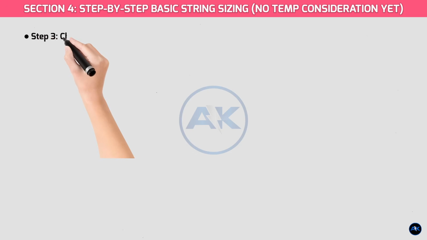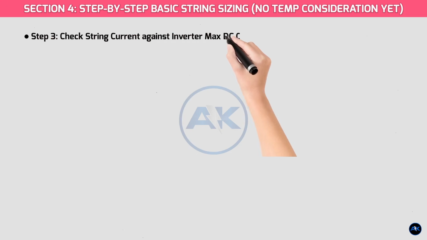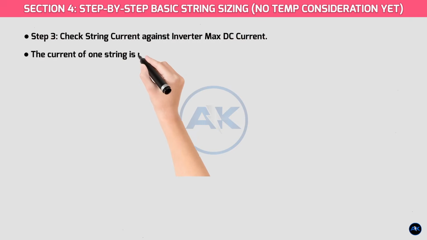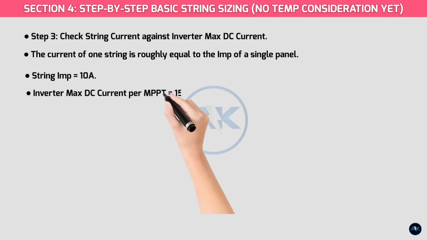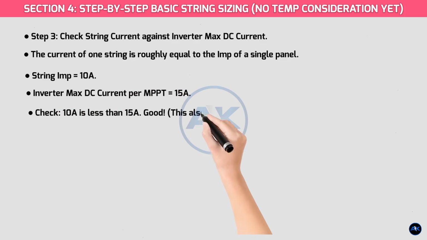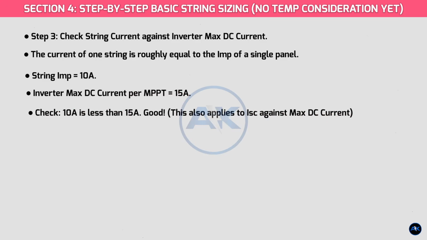Step 3. Check string current against inverter max DC current. The current of one string is roughly equal to the IMP of a single panel. String IMP equals 10A. Inverter max DC current per MPPT equals 15A. Check: 10A is less than 15A. Good. This also applies to ISC against max DC current.